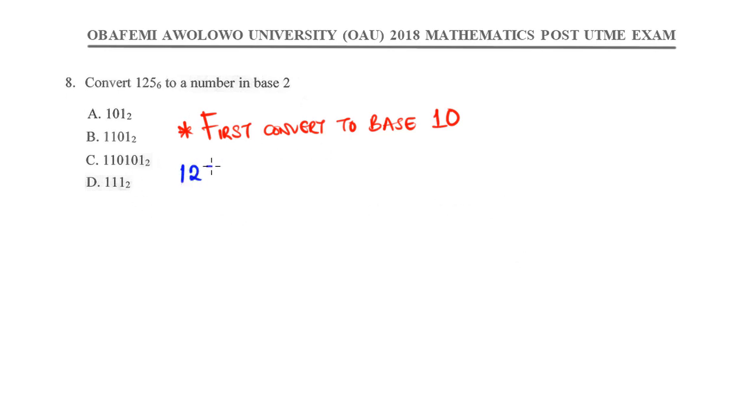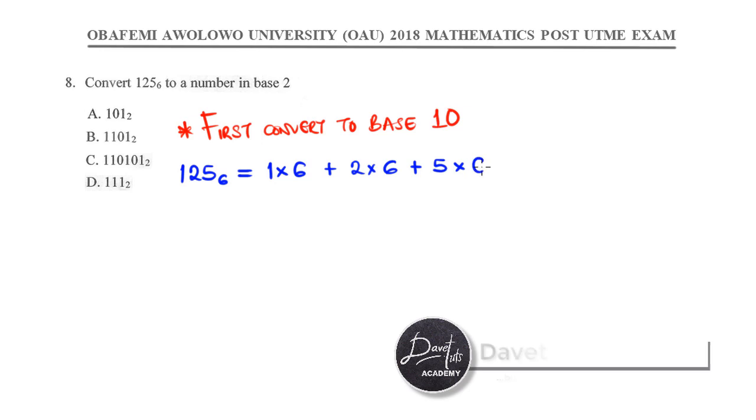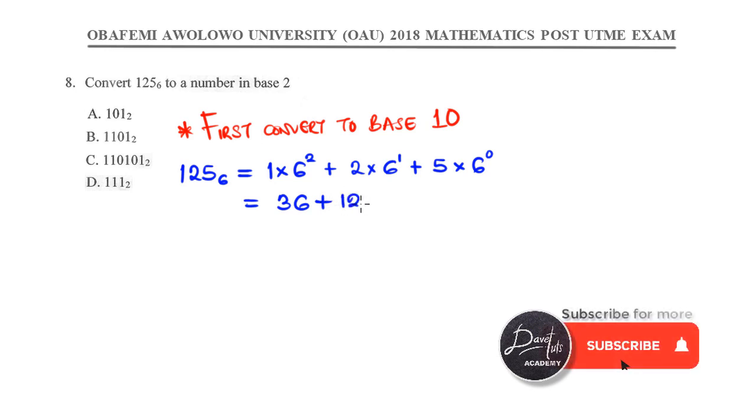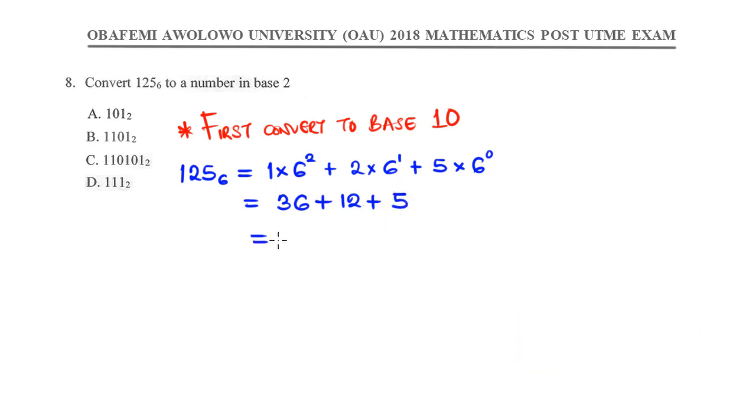So how do we now get this 125 base 6 to base 10? We are going to multiply each of the digits by the corresponding power of 6. So for the last entry 5, we have 6 raised to power 0, for 2, 6 raised to power 1, and for 1, 6 raised to power 2 as shown. So 1 times 6 raised to power 2 is 36, 2 times 6 raised to power 1 is 12, 5 times 6 raised to power 0, any number raised to power 0 is 1, so that will be 5 times 1, which is 5.